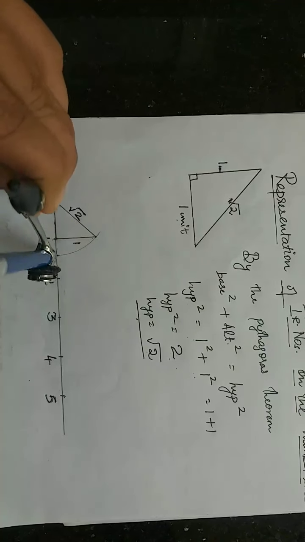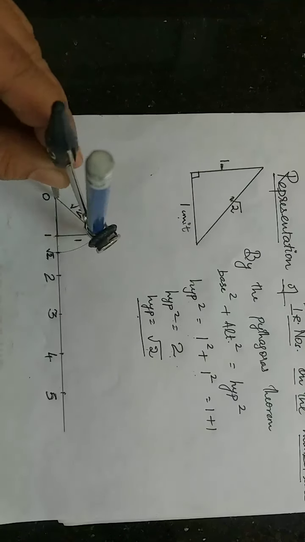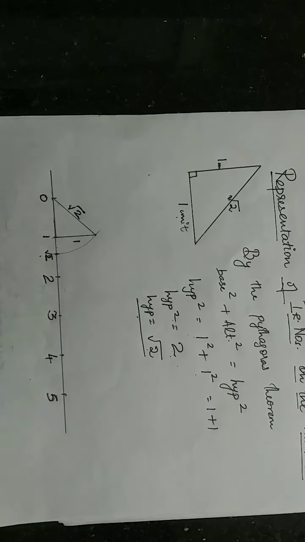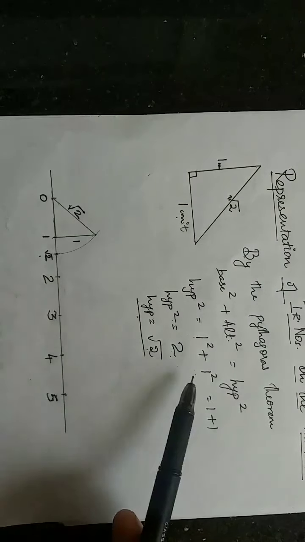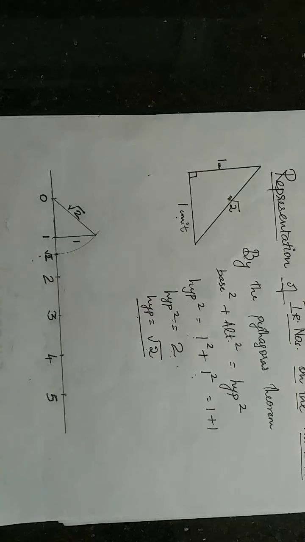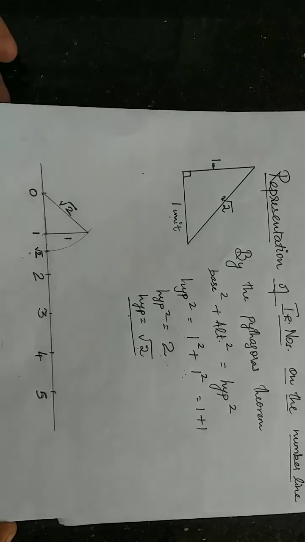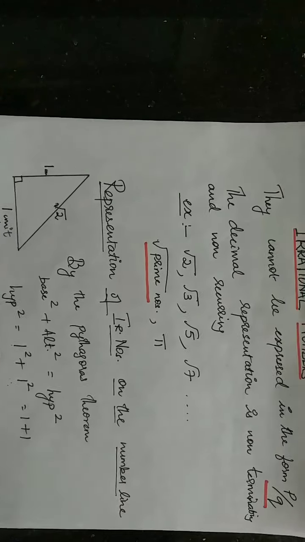Okay, so here we have got the value of root 2 on the number line. So this is root 2. We have represented root 2 on the number line. Hope you're clear what I've done here. This same explanation is being carried over to this number line also. So this is the method of how to represent root 2 on the number line.